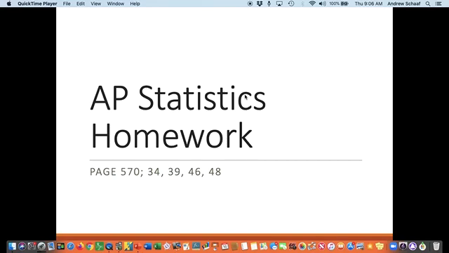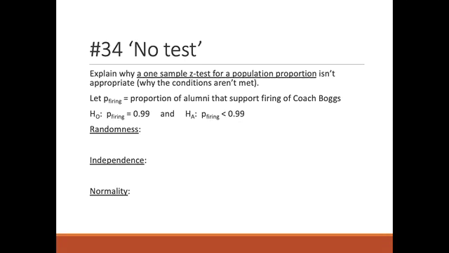Guys, let's take some time and look at these questions about one proportion z-tests. So, question number 34. This is a scenario where the conditions are not met. There's a randomness and independence condition and a normality condition each time. So let's check them. In this situation, we did have randomness.